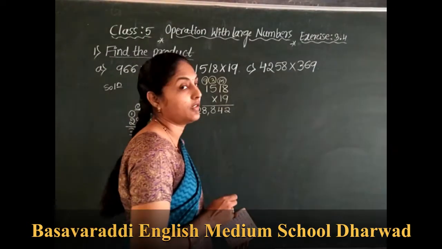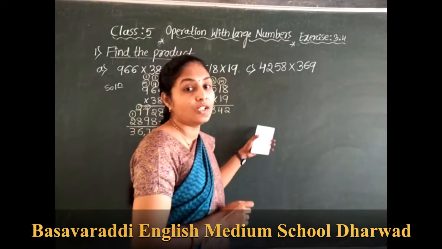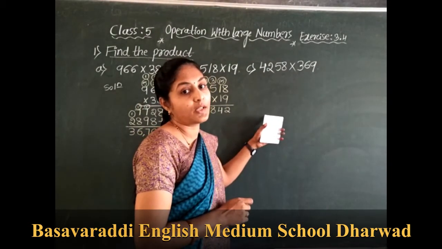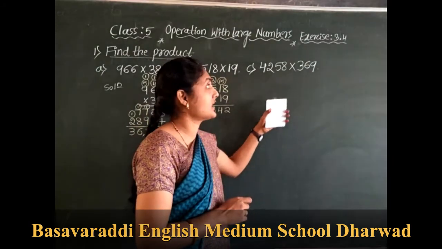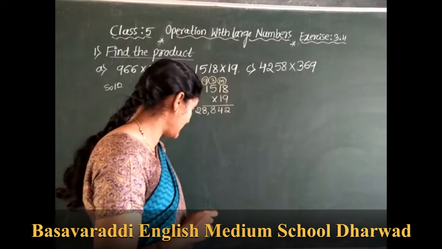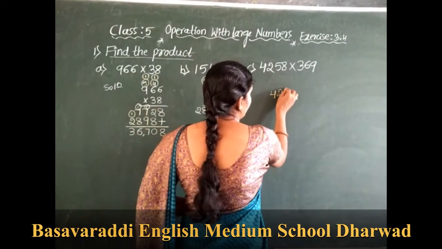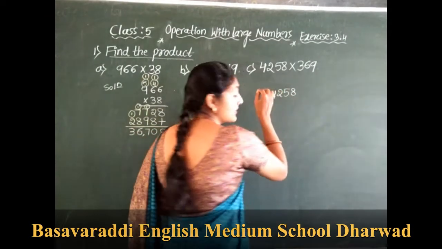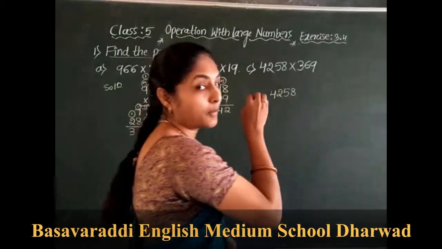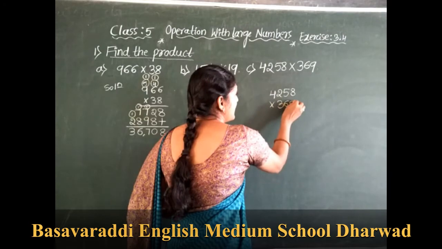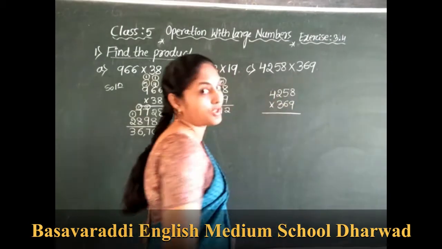So one more problem there. It has more than 2 digits. So when the multiplier has more than 2 digits, multiply the multiplicand by each digit separately. So let us do it now. Let's write the number. 4,258 is, what is that? This is the multiplicand. The 369 is the multiplier there. Let's do the derivation now.